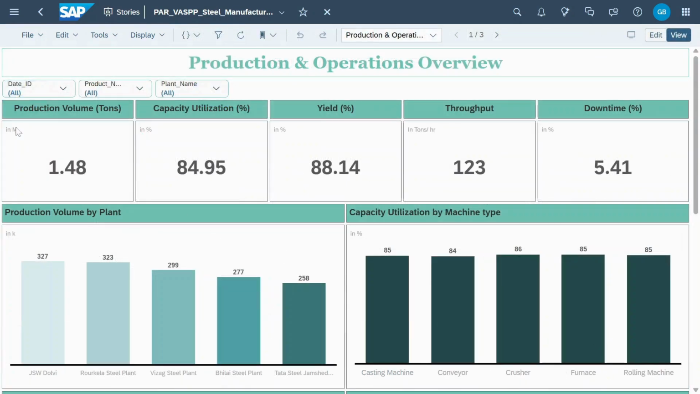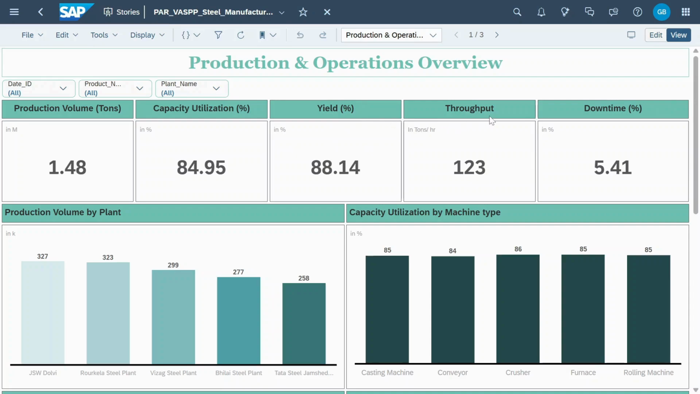We begin with a high-level overview of the most critical production KPIs. The production volume currently stands at 1.48 million tons, providing a clear picture of total output across all plants. Next, capacity utilization is at 84.95%, helping teams understand how effectively available production capacity is being used. Yield is currently at 88.14%, highlighting how efficiently raw material is being converted into finished product.